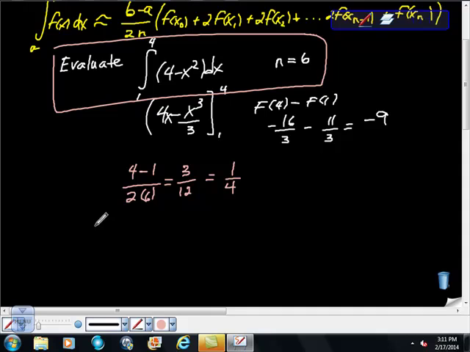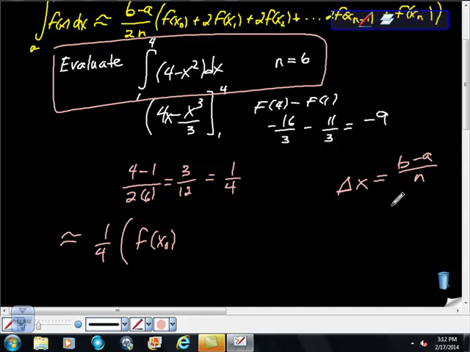So we're going to take that. We're going to say that the estimated value of this integral is 1/4 times f of 0. But keep in mind before we do this that we have to really consider this change of x because we have 6 even intervals. And the change of x is going to equal b minus a over n. Well, b minus a would be 4 minus 1 is 3, n is 6. So we're going to get 1/2 for each one, aren't we? So just to let you know what that would look like, it would look like this.